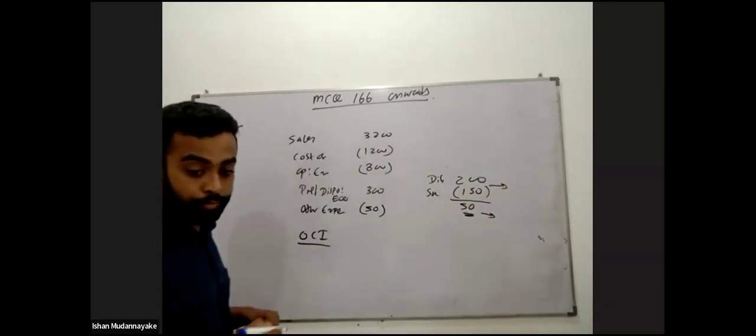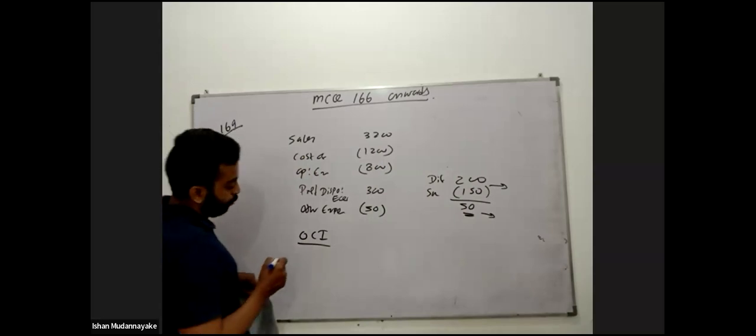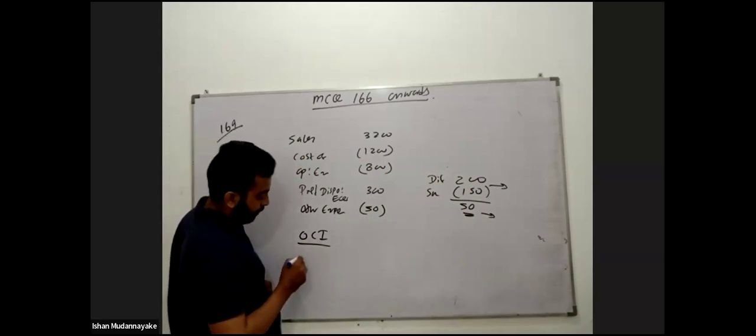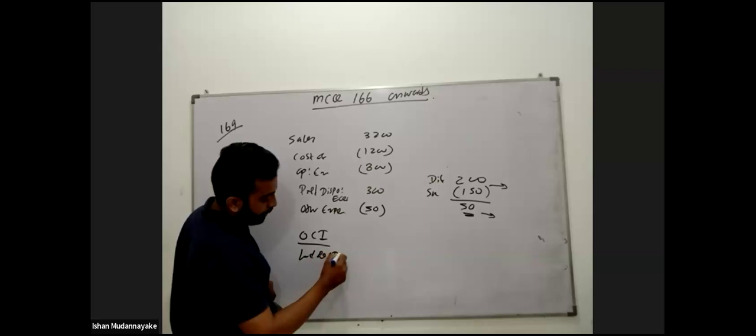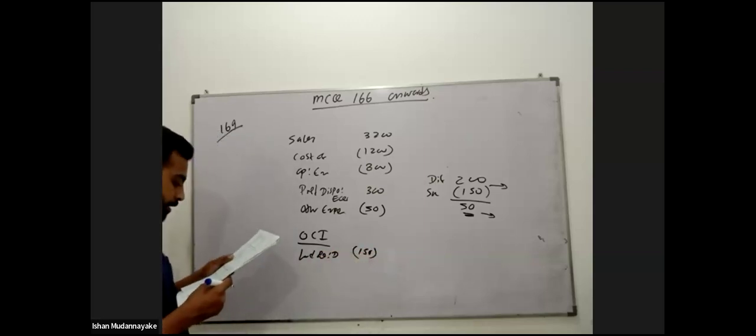And then that 150, reversal of revaluation reserve. Okay, then the land revaluation deficit of 150 goes to other comprehensive income, 150.